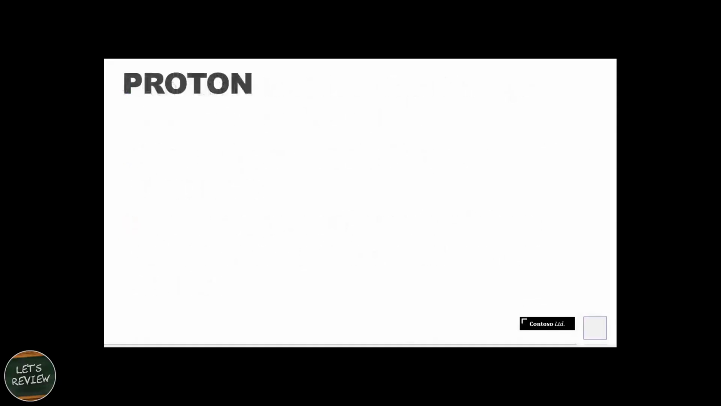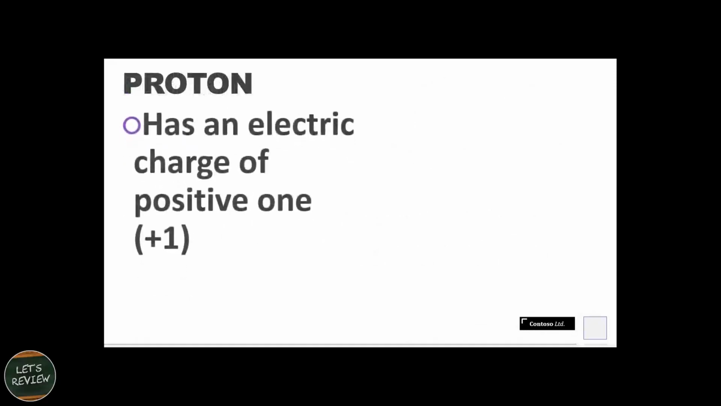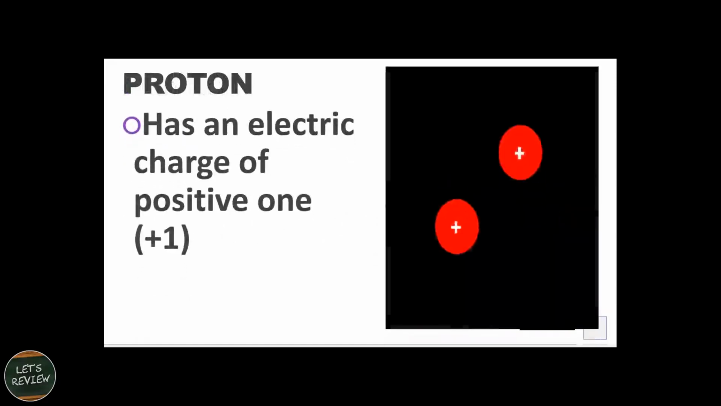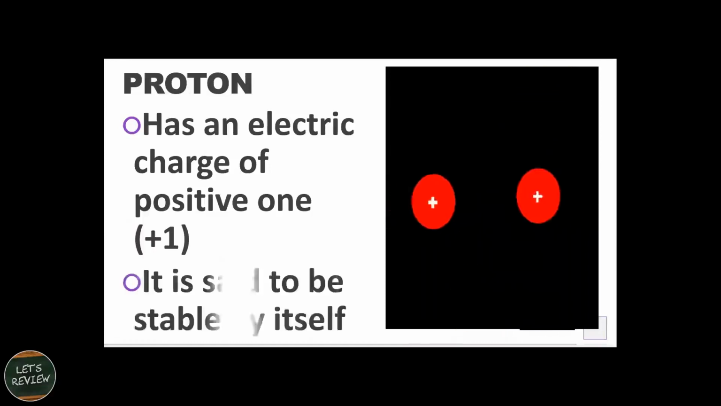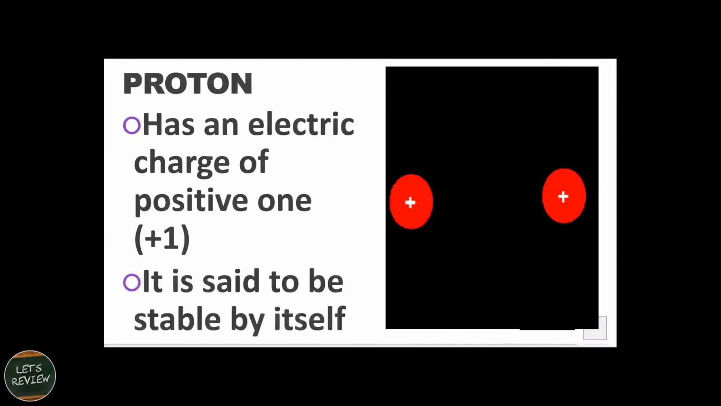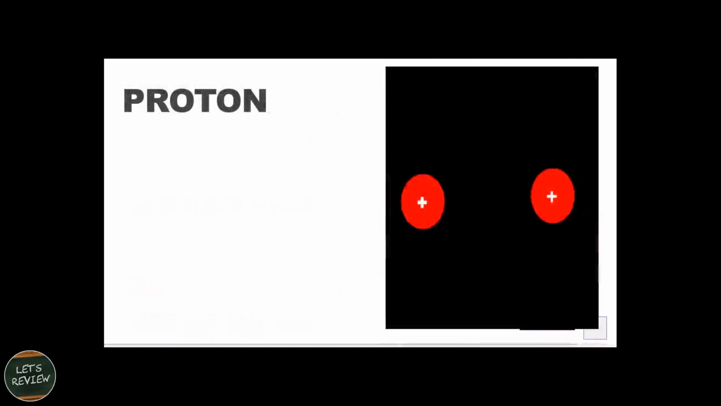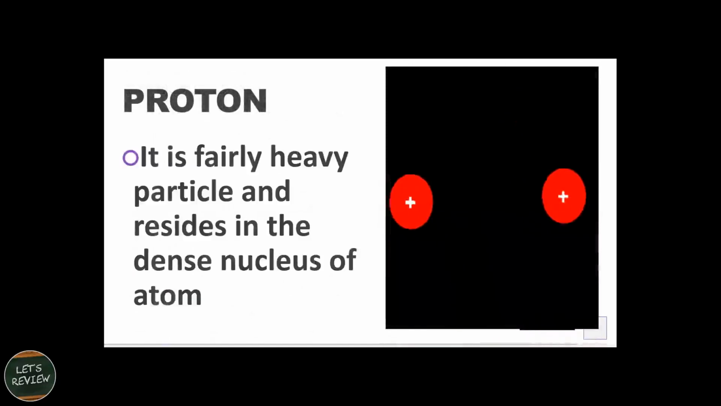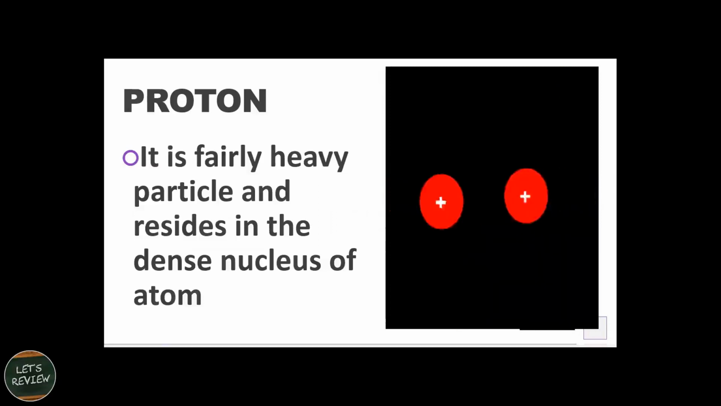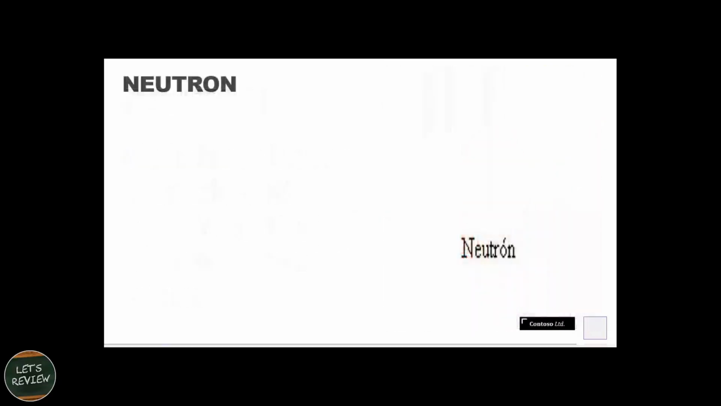So let's start with the proton. It has an electric charge of positive 1. It is said to be stable by itself. Its location is found inside the nucleus, wherein it is located at the middle portion of the atomic structure. It is heavy, the reason why most of the mass of the atom comes from here.